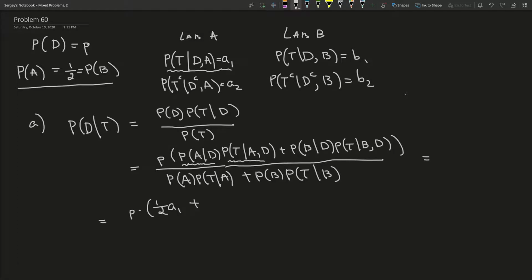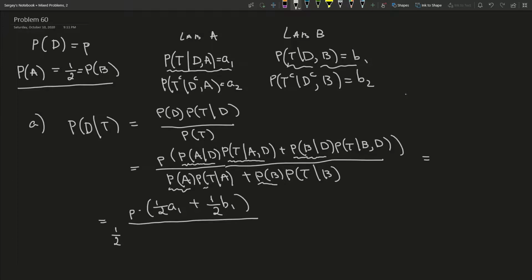Plus, now the probability of the results being sent to lab B is again 1/2, and the probability of a positive test coming back from lab B given that the patient has the disease is B1 over. Now, what we're going to do here in the denominator is say, well, the probability that the test gets sent to lab A and lab B are 1/2. So we're going to replace probability of A with 1/2.